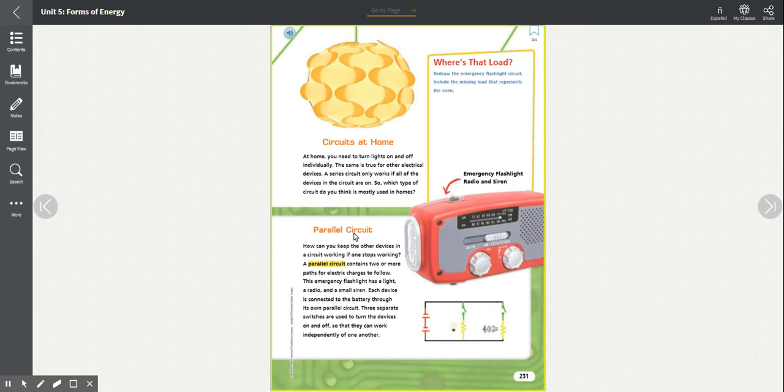All right, parallel circuit. How can you keep the other devices in a circuit working if one stops working? A parallel circuit contains 2 or more paths for electric charges to follow. This emergency flashlight has a light, a radio, and a small siren. Each device is connected to a battery through its own parallel circuit. 3 separate switches are used to turn the devices on and off so that they can work independently of one another.